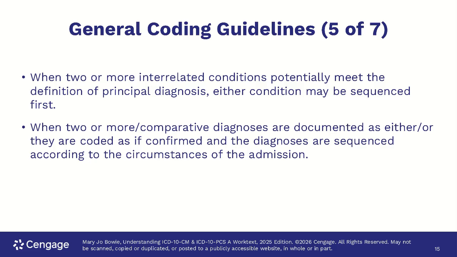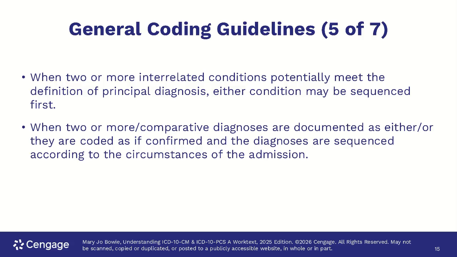Now, remember how I said for the principal diagnoses there were a couple of guidelines over there. I think it was A through, I don't remember the letter, but here are a couple we want to call out. Number one, when you have two or more interrelated conditions potentially meeting the definition of principal, either could be sequenced first. In the textbook, they will talk a little bit more about the word interrelated.